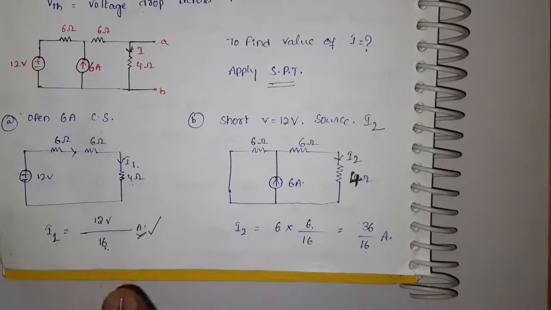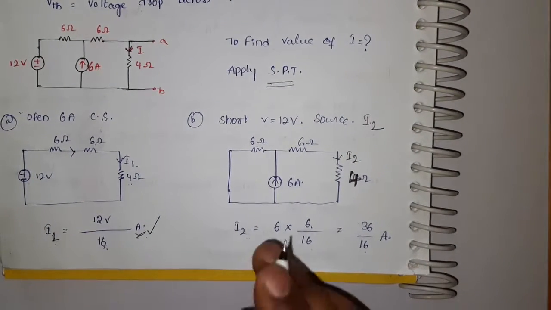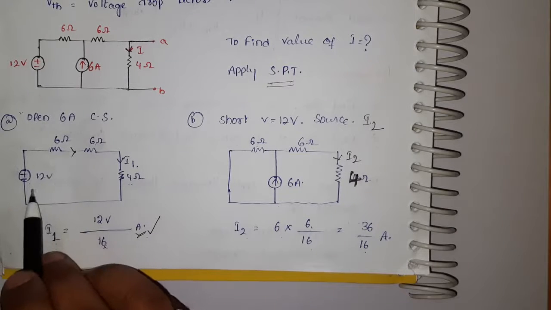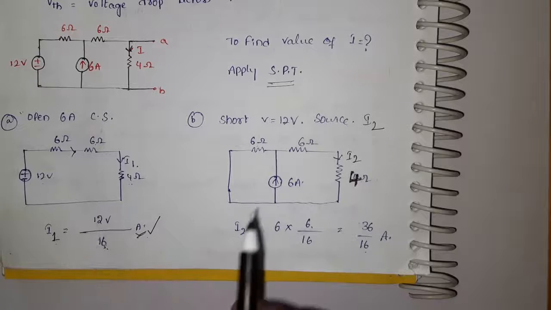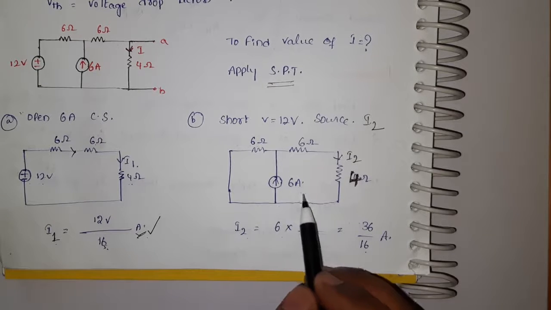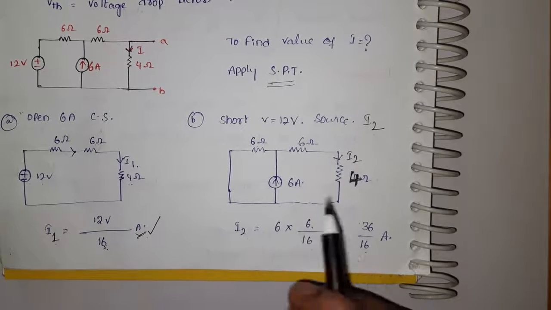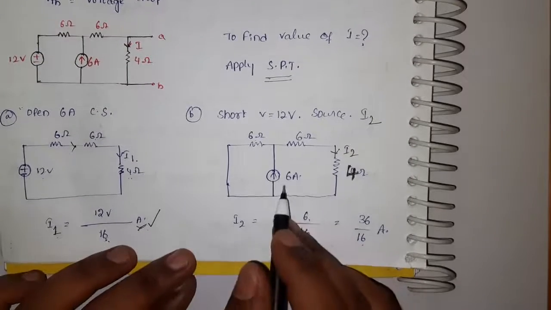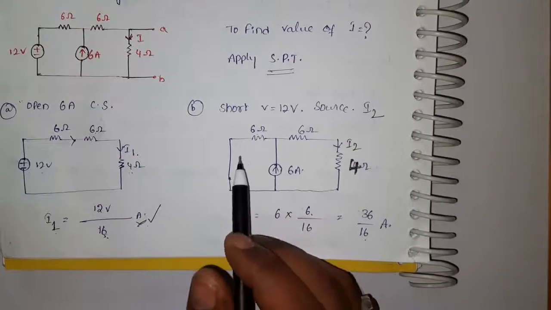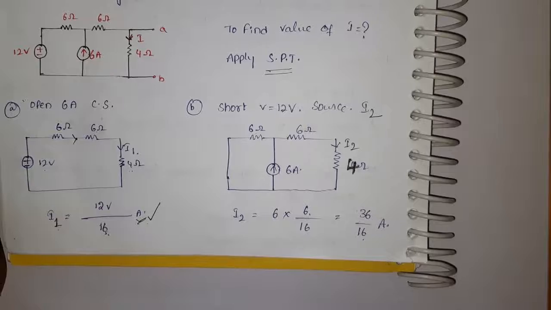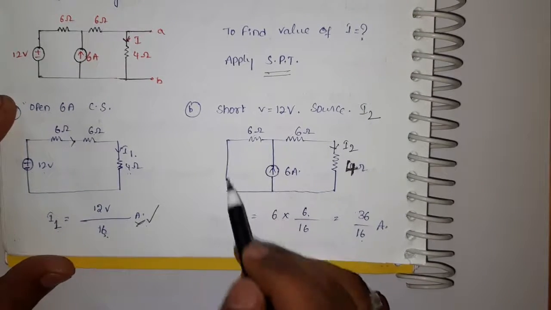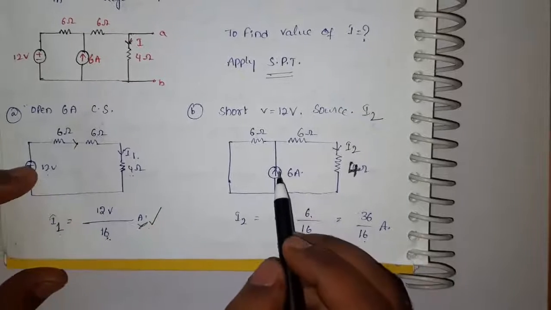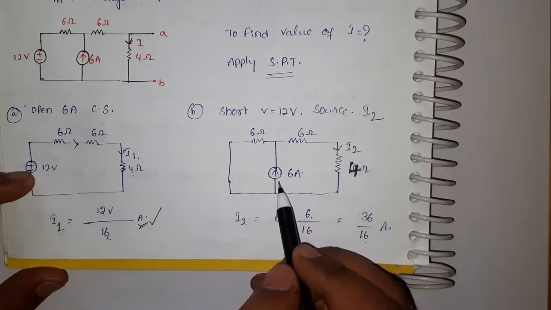I have already said we are going to use the superposition theorem. We have solved the response due to the 12 volt voltage source, and now we are going to find the response due to the 6 ampere current source. To find the 6 ampere current source response, the 12 volt voltage source must be shorted. We have shorted that. And let us apply the current division rule.